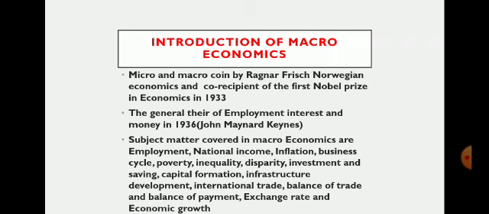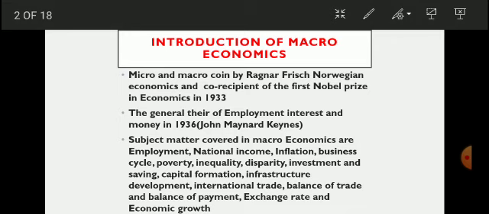In the introduction of macroeconomics, you have to remember two author names. One is Ragnar Frisch and another one is John Maynard Keynes. Ragnar Frisch coined the words micro and macro. He is a Nobel Prize winner and he got the Nobel Prize in 1933.